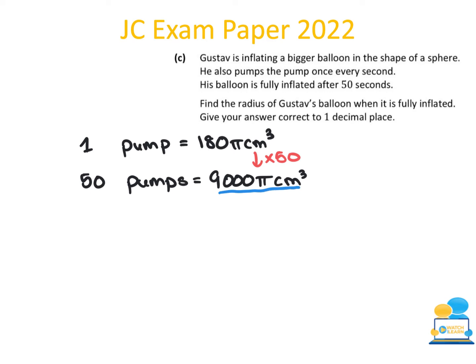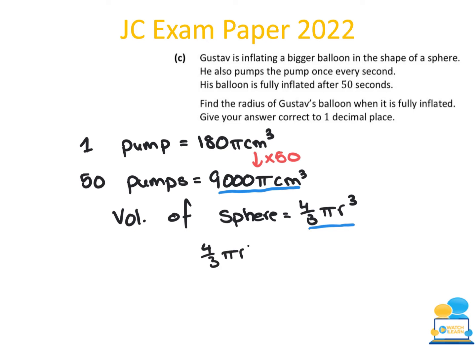Now I know that this balloon is in the shape of a sphere, so I can say that the volume of a sphere, which again is 4/3 pi r cubed, is equals to 9,000 pi, as they are both representing the same volume. So creating an equation, I can say 4/3 pi r cubed is equals to 9,000 pi.